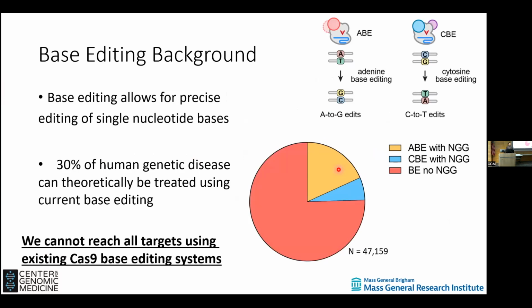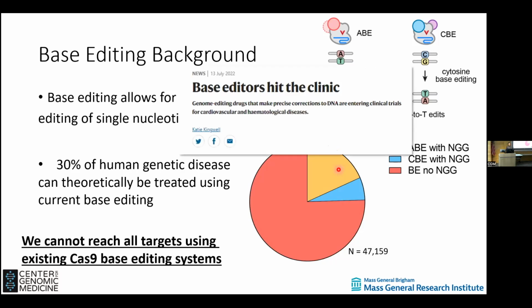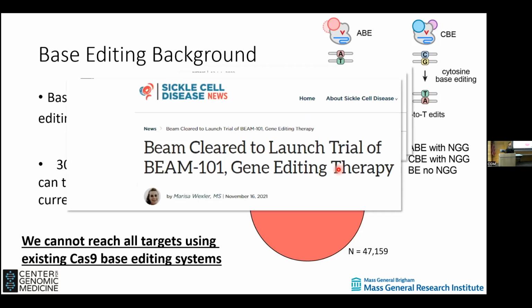There is one catch, and that catch is that currently of that 30%, we're only able to target about 25. And so there's a need right now to develop more Cas9 base editing systems so we can unlock this further 75%. This is important because as I'm standing here right now, this very second, base editing is hitting clinical trials for cardiovascular and also sickle cell disease.